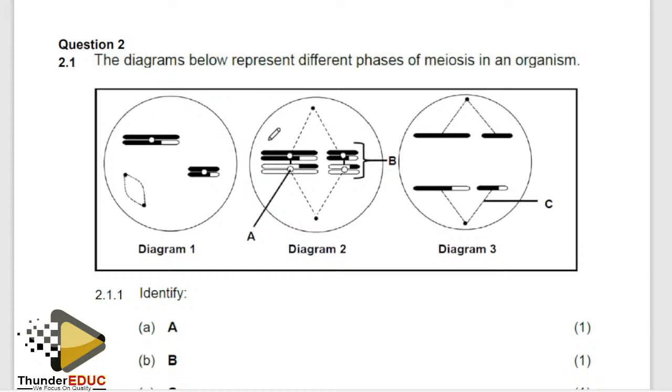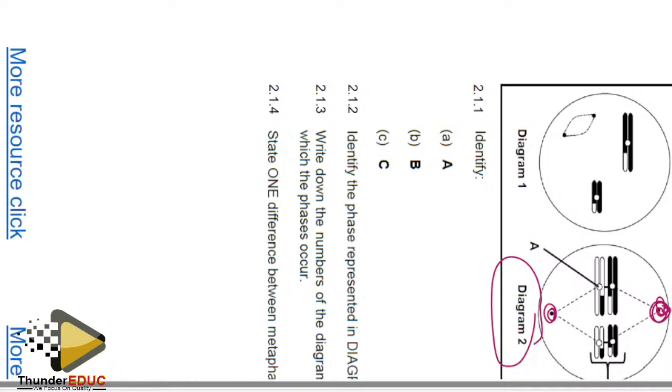But guys, something is itching me. And that itch makes people lose marks in meiosis. Number 1: identify the phase in diagram 2, diagram 1, diagram 3, and diagram 2. Guys, whenever they ask you about the phase, please turn your paper if the centromere, the centrioles, are not on the sides.